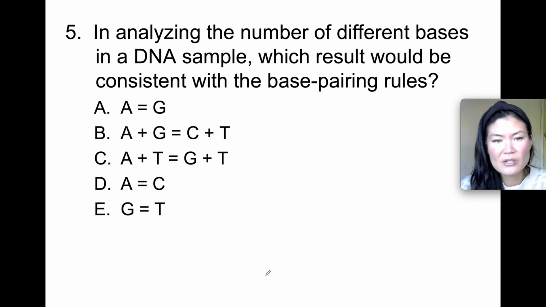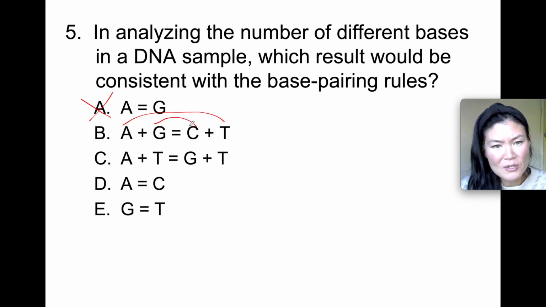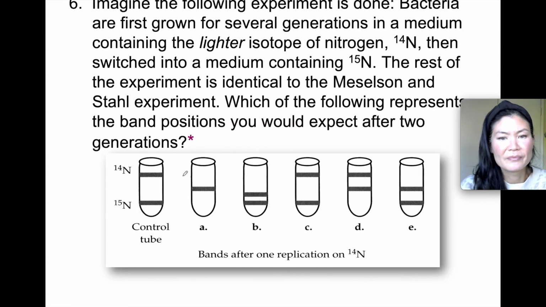You know what? This is just like the other one. In analyzing the number of different bases in a DNA sample, which result would be consistent with the base pair rules? A does not equal G. A plus G is equal to C plus T? Possibly, right? Because they go together. A plus T? No. You guys, this is the same question, but it's just that these two are added. Okay? So B is the correct answer.